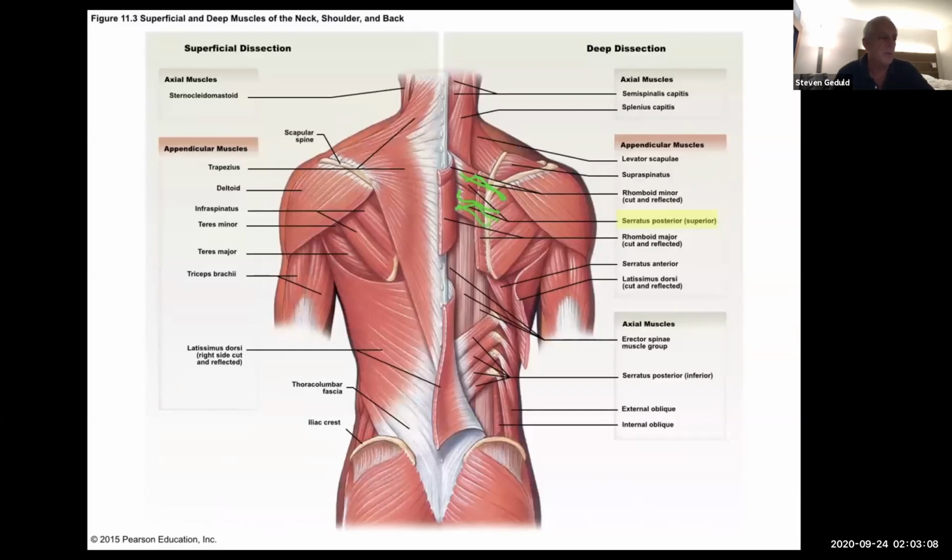Okay, so underneath those are your rhomboids. Minor is on top, major is on bottom. That's your rhomboid minor, rhomboid major. Underneath those, because those control your neck. Underneath those are your intermediate muscles, your serratus posterior. Those control your spinal column, allow you twisting of your spinal column.